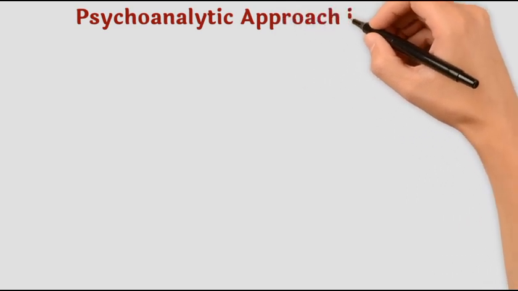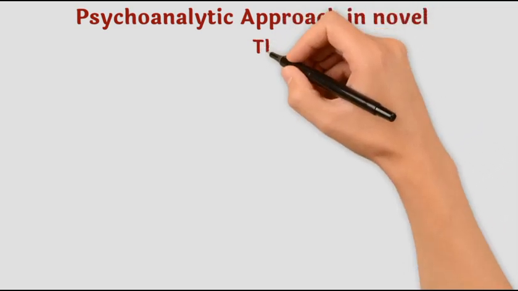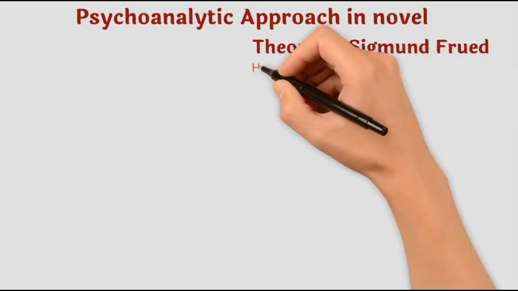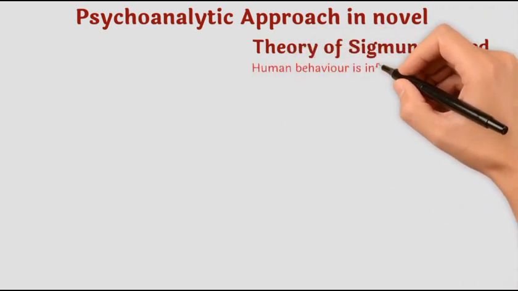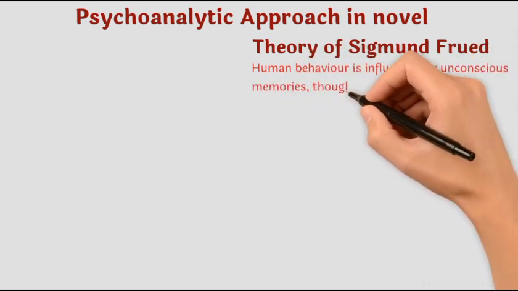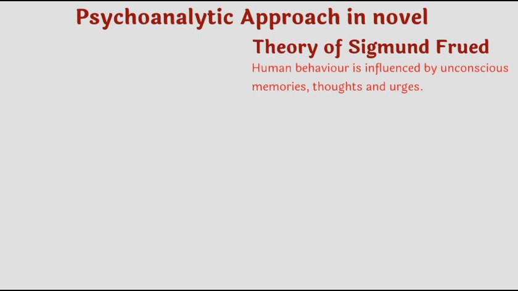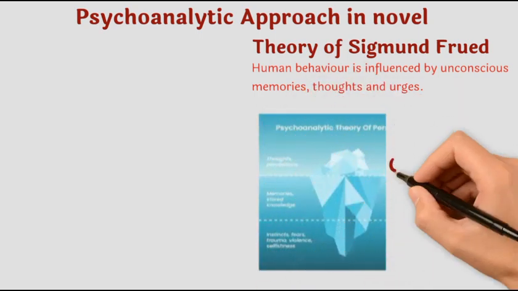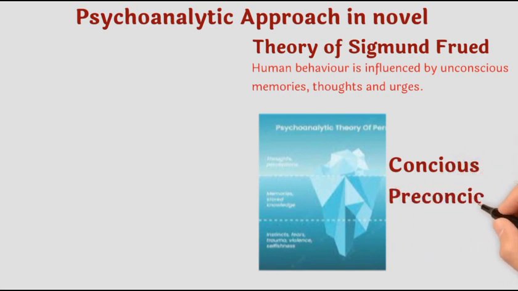The most important psychoanalytical approach in the novel can be linked with two psychologists' theories. First of all, the theory of Sigmund Freud says that human behavior is influenced by unconscious memories, thoughts, and urges. He says that the human mind has three layers, out of which consciousness is the tip of the iceberg, while unconsciousness is like the depth of the ocean.